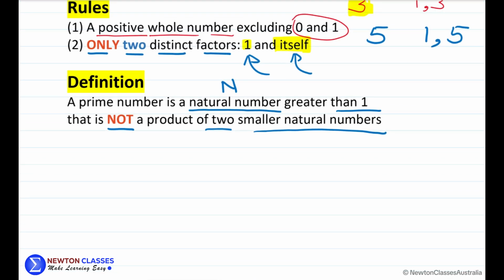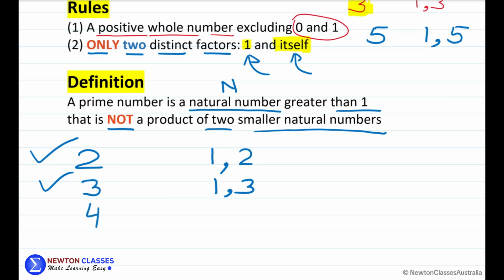So let us start from 2. Can we divide 2 by any factors except 1 and 2? I can divide 2 by 1 and 2. So it is a prime number. Let us take the number 3. I can divide 3 by 1 and 3. Therefore, 3 is a prime number.